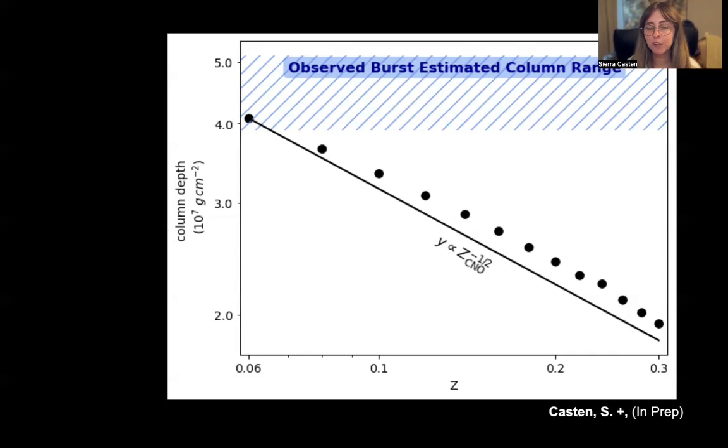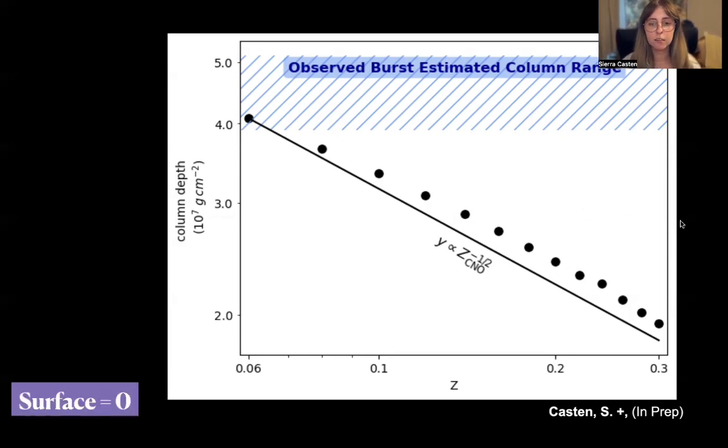Now, if you have alarm bells going off in your head, that is fully justified. 30% metallicity is quite high for an accreted material composition and likely is unphysical. However, this happened to us too, and we wanted to investigate a little further.